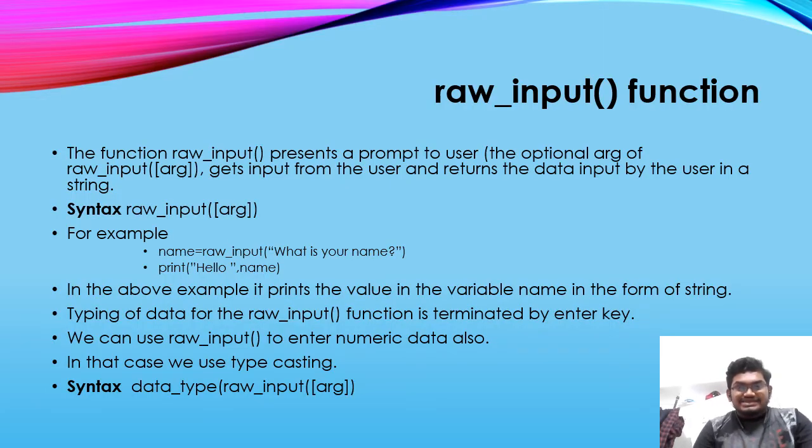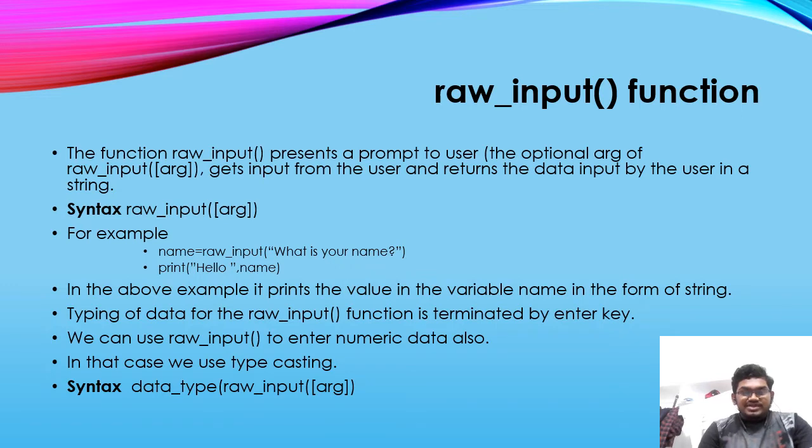Now let us see the raw_input function. The function raw_input presents a prompt to the user. Here the optional argument arg is called prompt. It gets input from the user and returns the data input as a string. Syntax for raw_input is raw_input, open parenthesis, argument, close parenthesis.